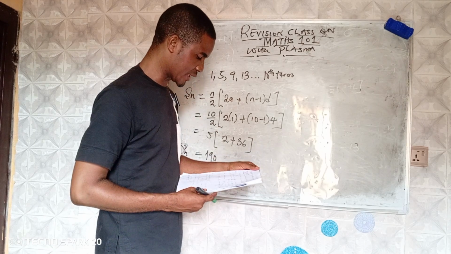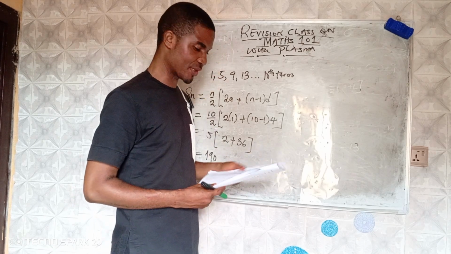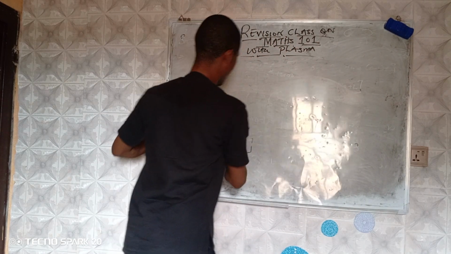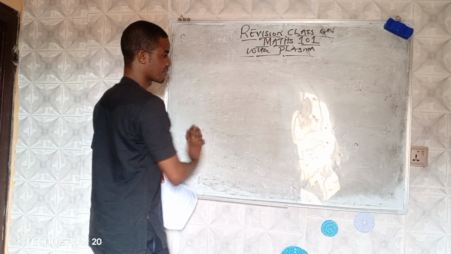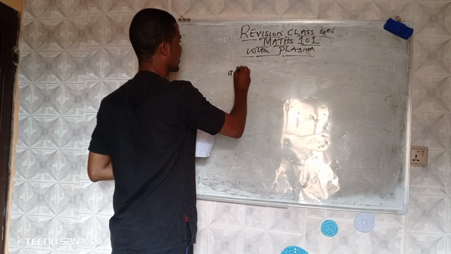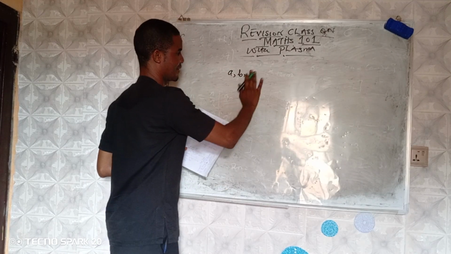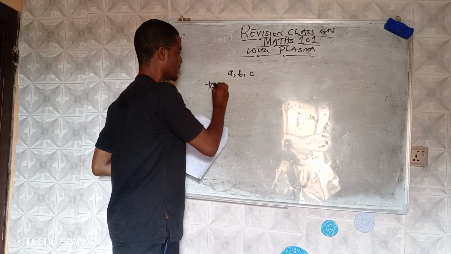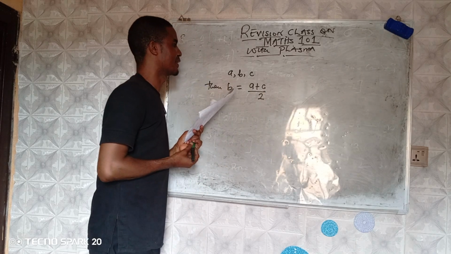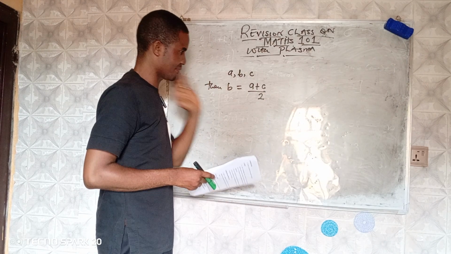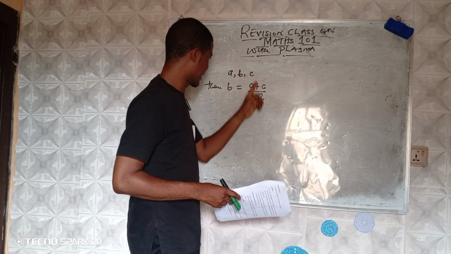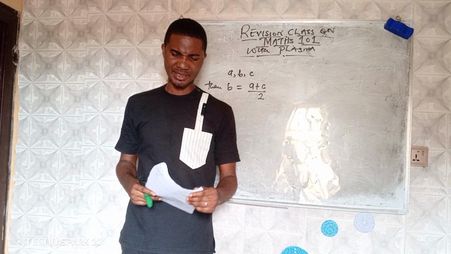Then the next thing we're supposed to look into in AP and GP is what we call arithmetic mean. Arithmetic mean of an AP. We say that if A, B, C are in AP, then B is equal to A plus C over 2. If A, B, C are in AP, then the value of B you can get by adding this plus this and dividing by 2. That is arithmetic mean.